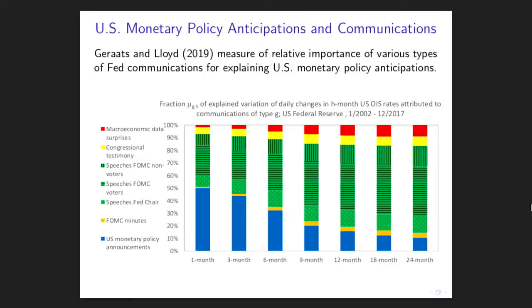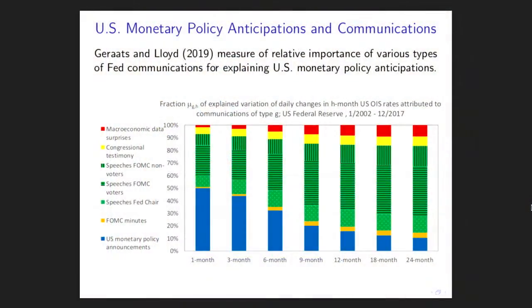Now, what we see here is the same picture as before, but now we've also looked more closely at the speeches and distinguished between speeches by the Fed chair, those by FOMC voters, and those of FOMC non-voters. And what we see is that in terms of the variation in OIS rates, the chair on his or her own has about as much impact as all the non-voting FOMC members together, reflecting the fact that the chair's speeches tend to have greater impact.